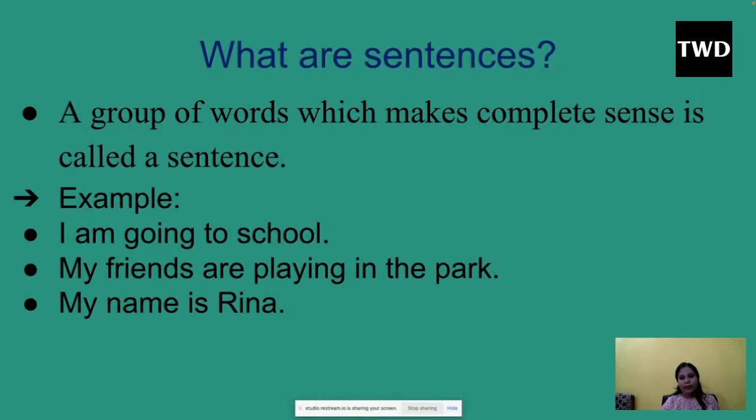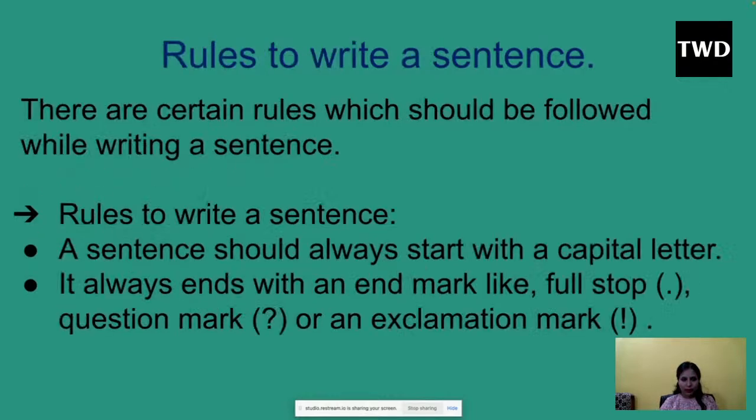For example, if I am saying name my is, and then whatever my name is, that is a broken sentence. People would understand, but actually this is not a correct framework of the sentence. Each and every word should be in its proper place to make sense. So sentences are those which make sense and are a group of words. We have some examples, like I am going to school, or my friends are playing in the park. My name is Reena.